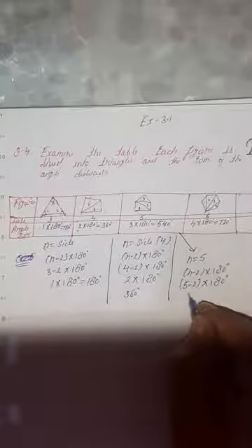For the pentagon, n is equal to 5. We have the formula (n minus 2) multiplied by 180 degrees. So we have 5 minus 2 multiplied by 180 degrees. So what will we have? 3 multiplied by 180 degrees. That means 540 degrees.